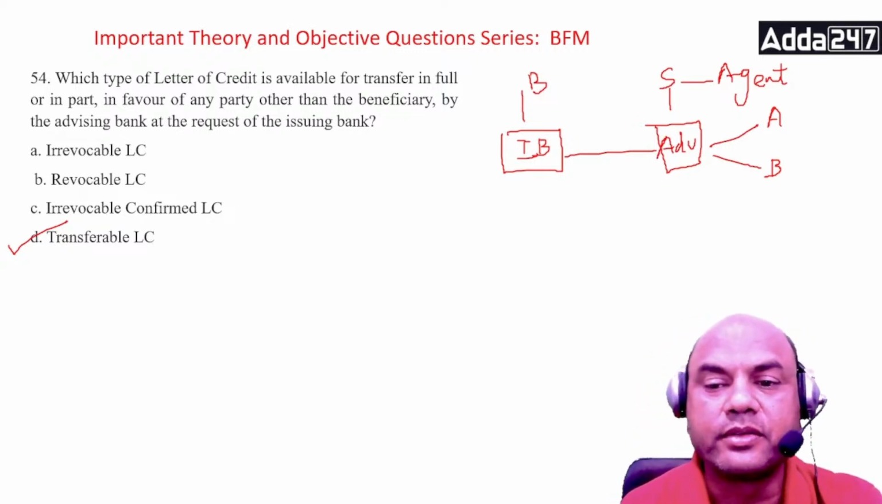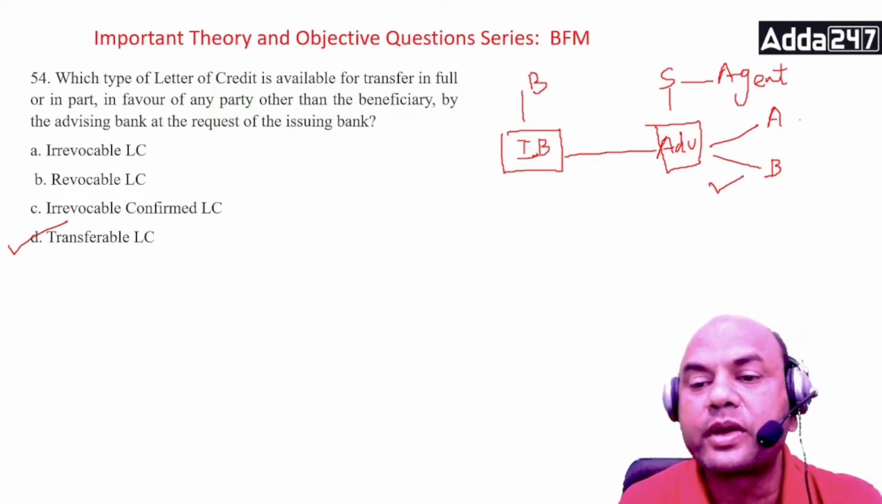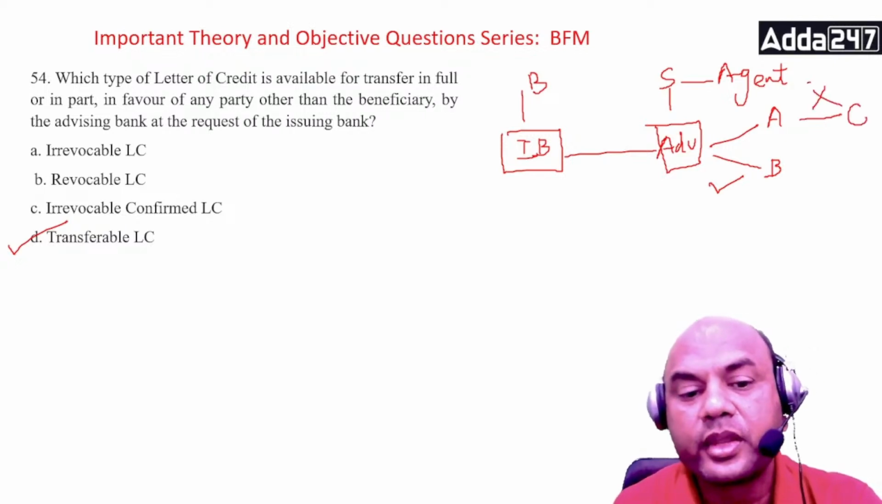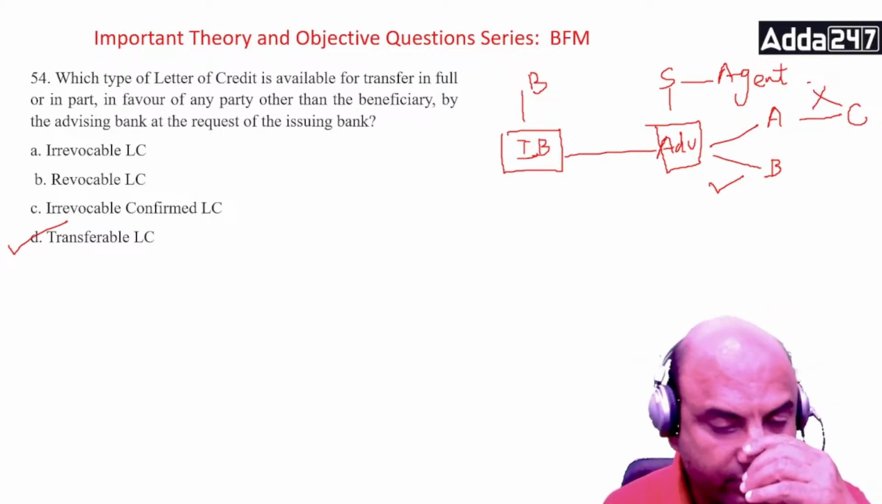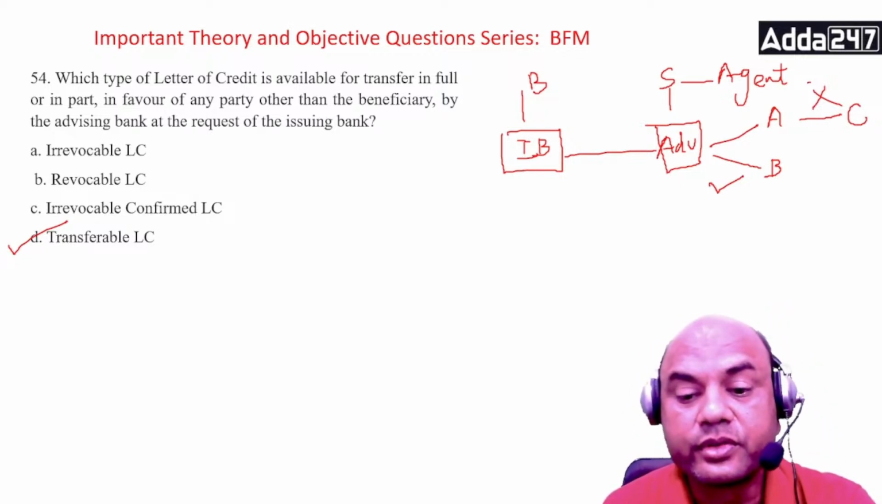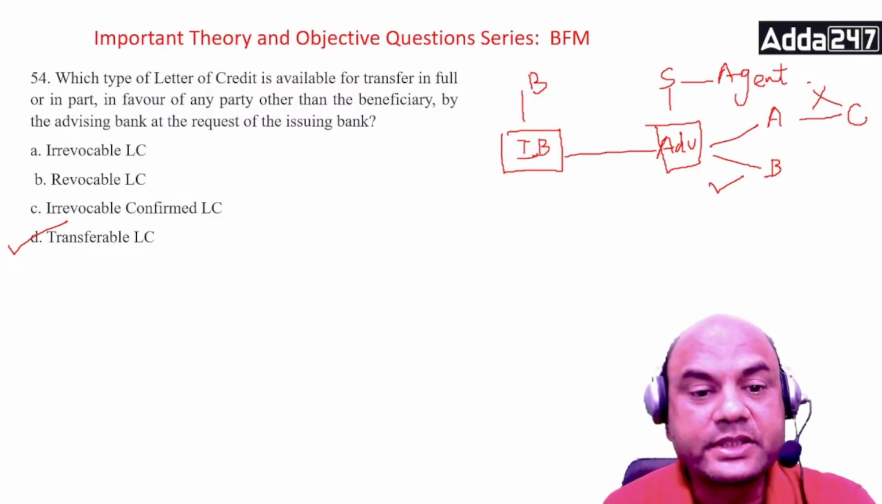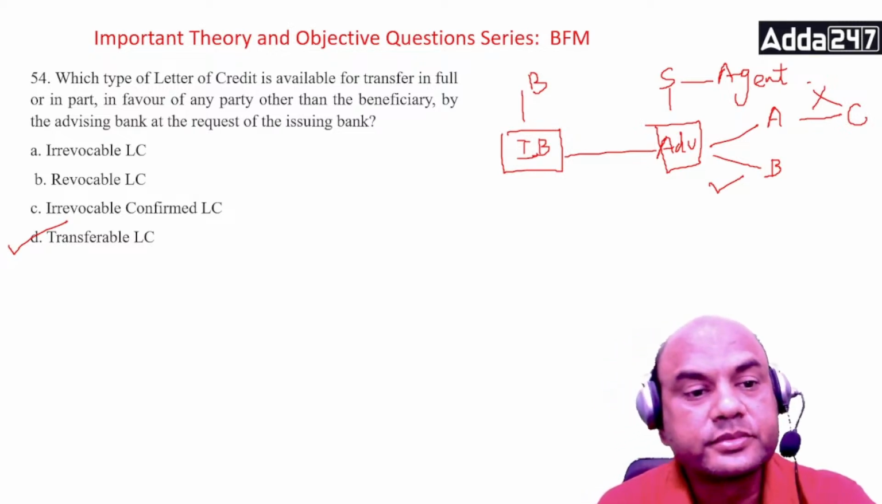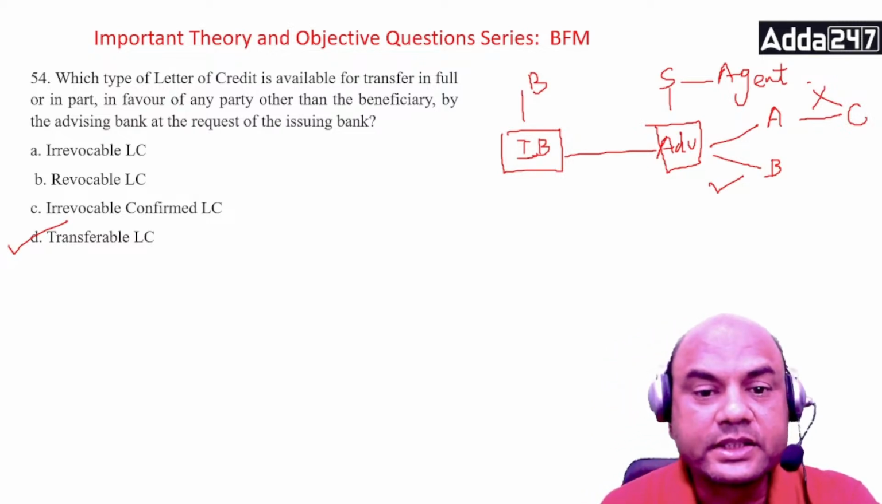Only the first level of transfer is allowed. First level means this level. Only this is allowed, but A transferring something to C is not allowed. So only first level transfer is allowed, and the second beneficiary cannot transfer it further. Got it? So that is basically regarding this LC. Clear, everyone? This concept should be very clear to you. Okay? Next one.